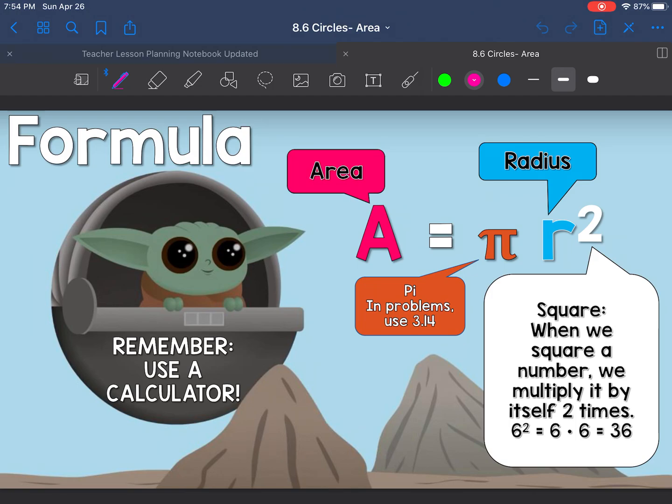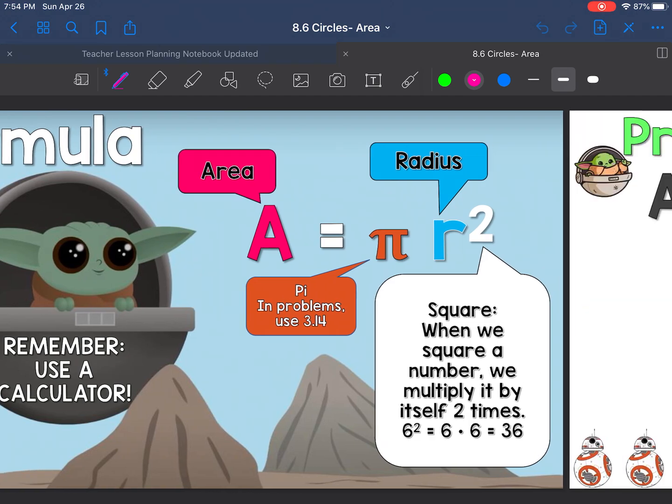The most important thing I want you to remember when we're doing this area is we're at home, so use a calculator, okay? You're going to have a lot of decimals when we're dealing with area, so please feel free to use a calculator. This is the one time you're going to hear me say that, okay? So let's go ahead and look at some problems.